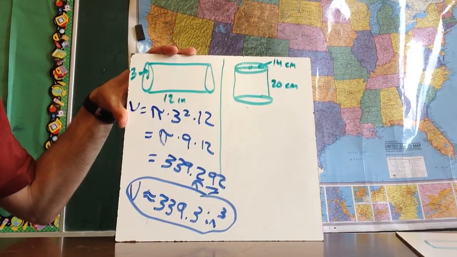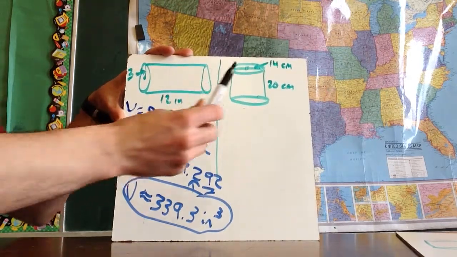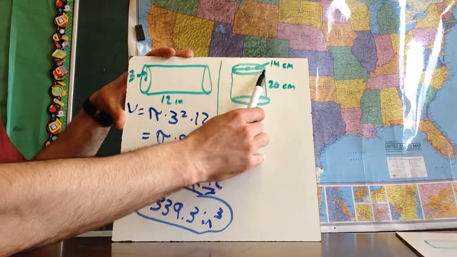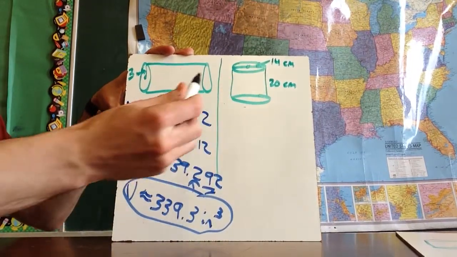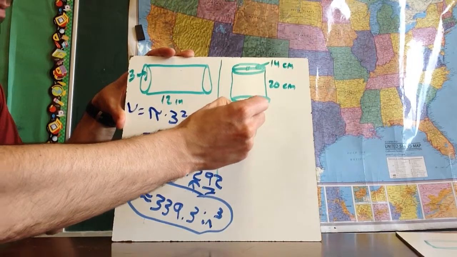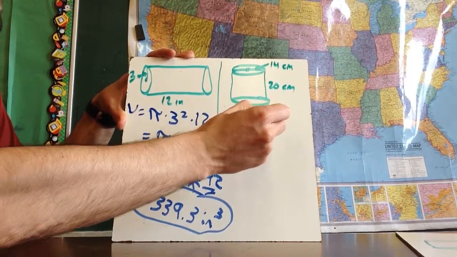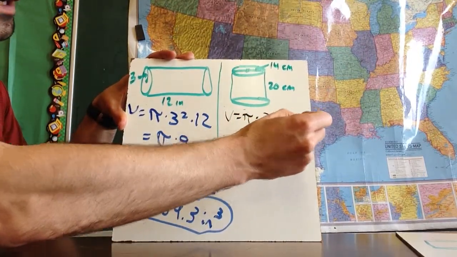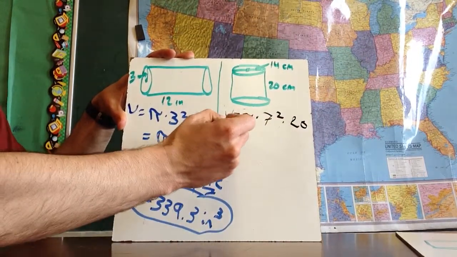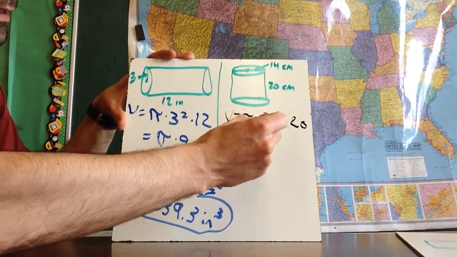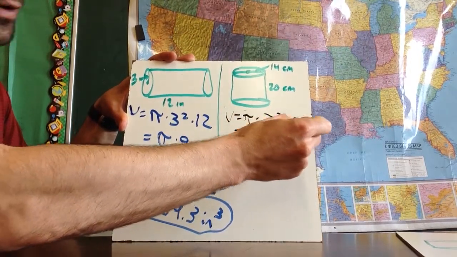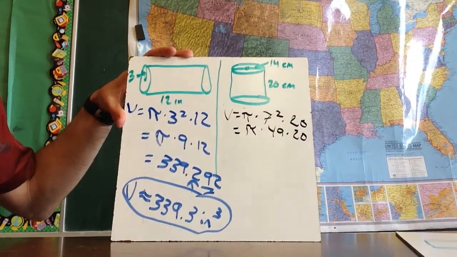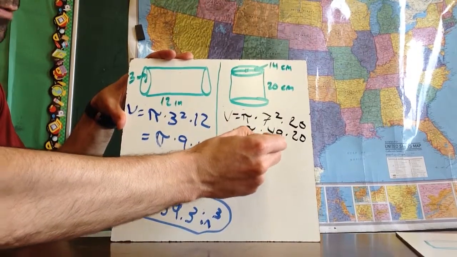Now if we look at the second problem, remember we need to find the radius, so r squared, and this is the diameter, right? So the 14 is the entire thing across, so the volume of this is going to be pi times radius, so the radius is half of 14, so that's 7 squared times 20. So this means that it's going to be pi times 49 times 20, and so I do 49 times 20, which is 980.